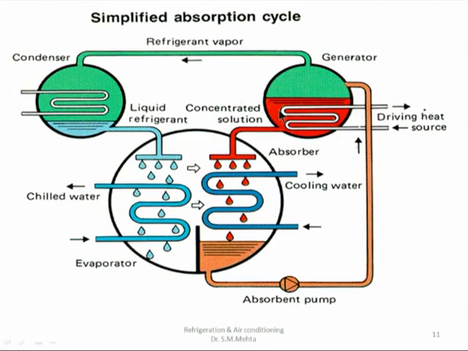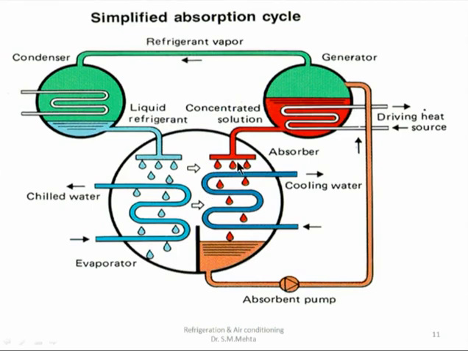This is the solution that is initially heated by this heat source. Out of that solution of absorbent and refrigerant, after heating, the refrigerant will be separated and evaporated at a somewhat lower boiling point temperature, and then it is supplied to the condenser. So refrigerant vapor is condensed and converted into liquid refrigerant, and the liquid refrigerant is expanded and then supplied to the evaporator.